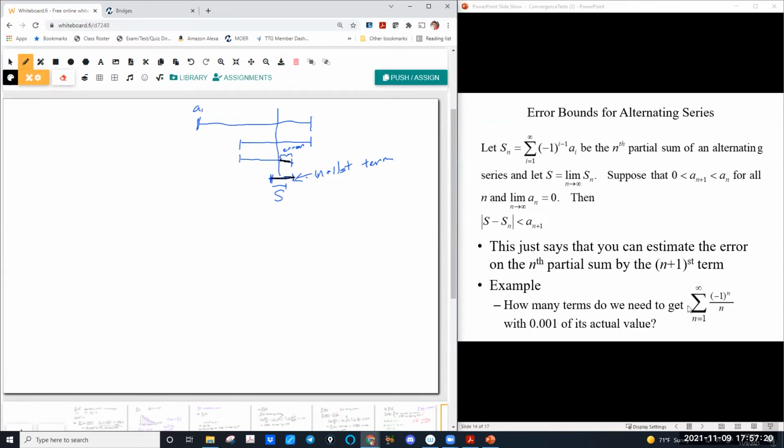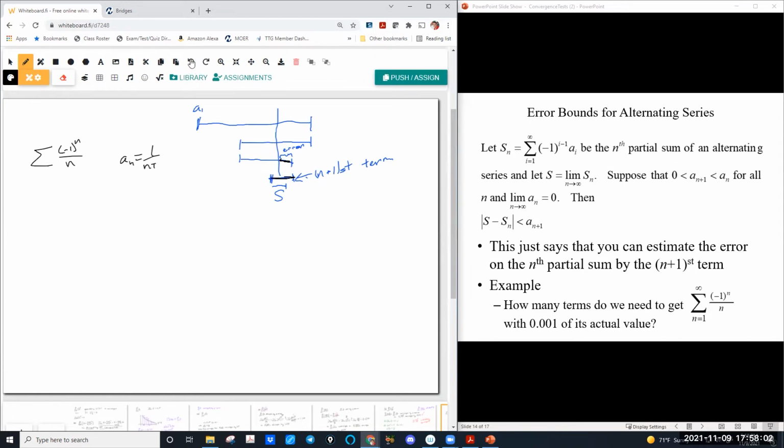How many terms do we need to get this series, -1 to the n over n, within 0.001 of its actual value? So what we want is to know how many terms will give us an estimate that is close enough to the actual sum. Now, once again, you do not need the alternating piece because all we're looking at is magnitude. So for this, our a sub n is 1 over n. What we're going to use is a sub n plus 1.